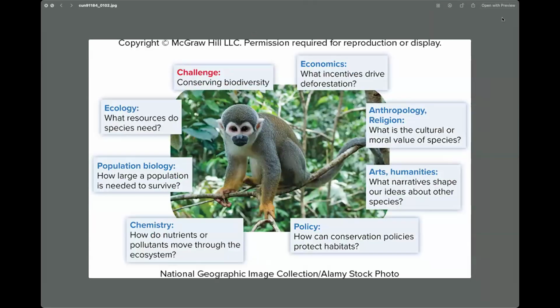Many types of knowledge are needed in environmental science. A few examples are shown here. Oh, it just doesn't tell you what the cute little monkey is. And so economics, anthropology, arts, humanities, policy, of course, this is public policy, this is law, etc. Chemistry, population biology, what resources do species need, and the challenges. In this case, the challenge is conserving biodiversity, and then here are multidisciplinary answers. In other words, different disciplines contributing to how to address the challenge.